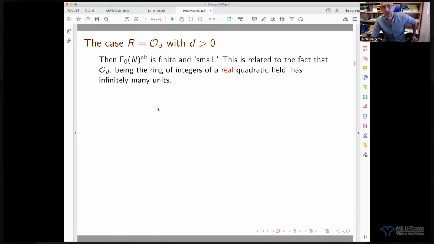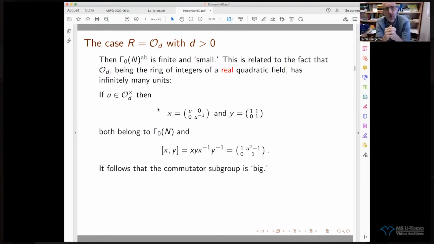Let's consider another case, for example, the case where R is the ring of integers of a real quadratic field. So you can think of R as Z of square root of D, where D is positive. Then in that case, the picture is even simpler. The abelianization is finite, and it's a small group. And this is related to an interesting feature of O_D. It's related to the fact that O_D, being the ring of integers of a real quadratic field, has infinitely many units. And you can use these units to produce a big commutator group.